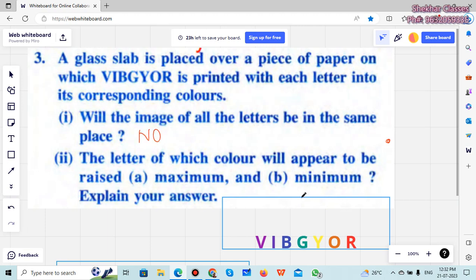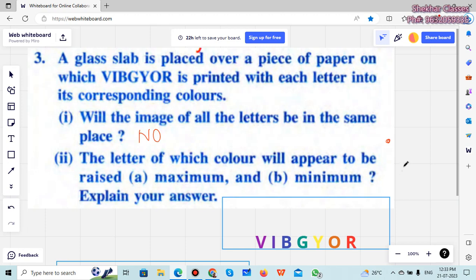The second part of the question is, the letter of which color will appear raised the maximum, which will be the minimum, and explain your answer. See, we know that the color violet has the lowest wavelength, so it bends the most. The one which bends the most will be highly refracted. If it is highly refracted, it has the highest refractive index. And we know that the apparent depth of any object depends upon the refractive index.